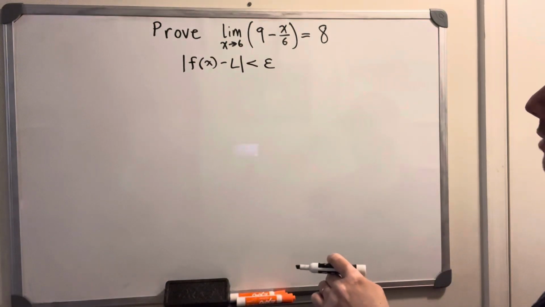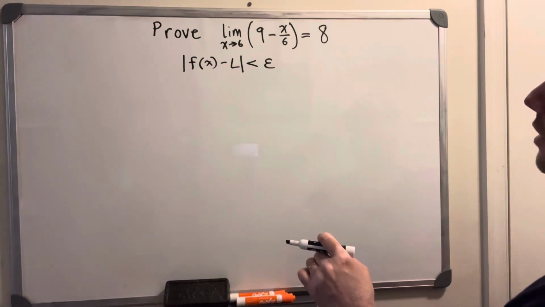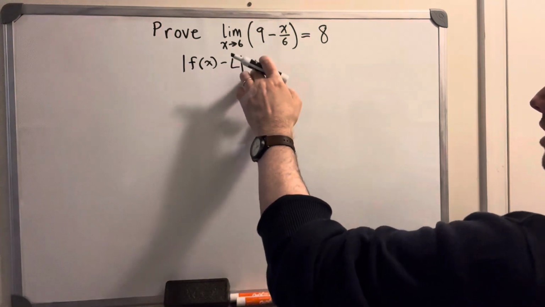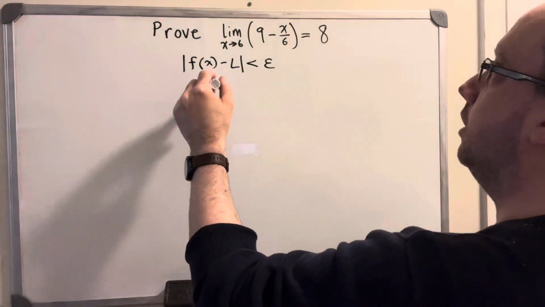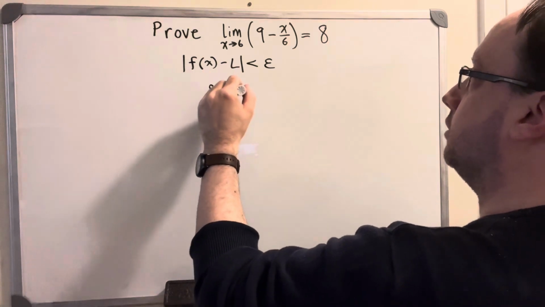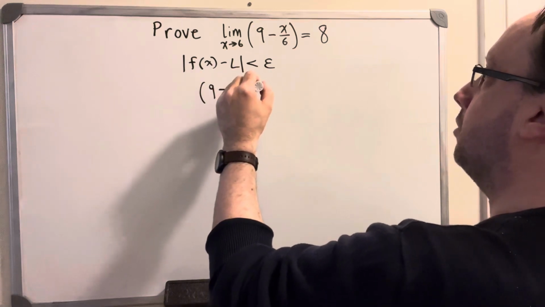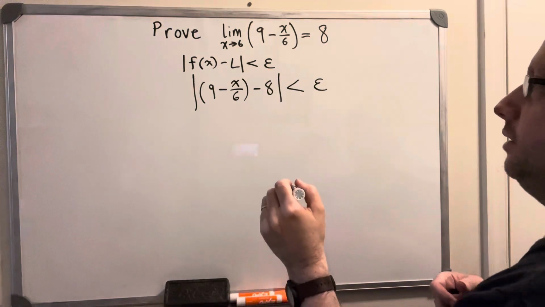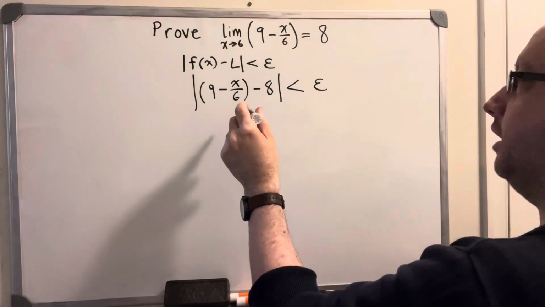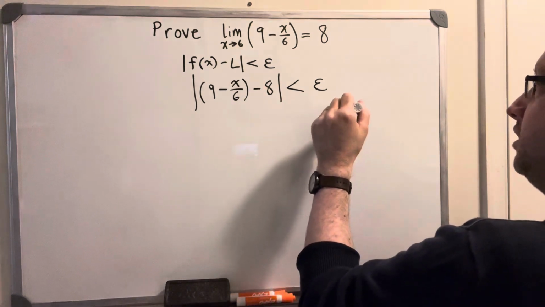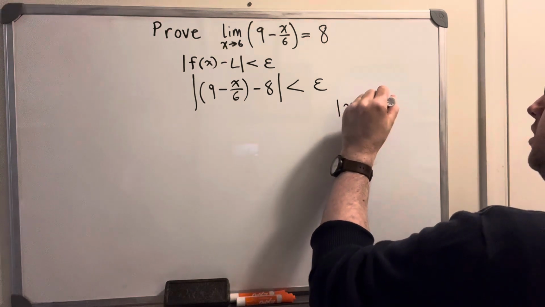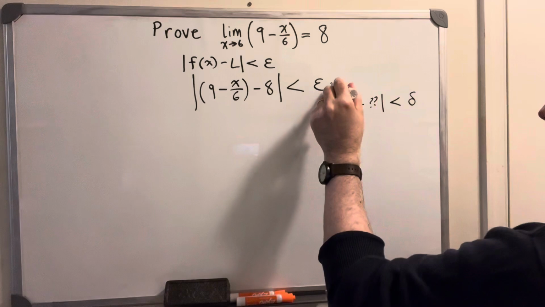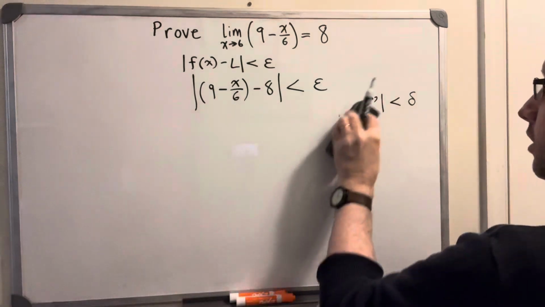This problem says prove that the limit as x approaches 6 of 9 minus x over 6 equals 8. And so we say that the absolute value of f of x minus L is less than epsilon. We start out that way. So we say that the absolute value of 9 minus x over 6, minus 8, is less than some epsilon. Now, we have to get from here to having x minus something is less than some delta, where this delta is a function of epsilon. So that's where we're headed right now.